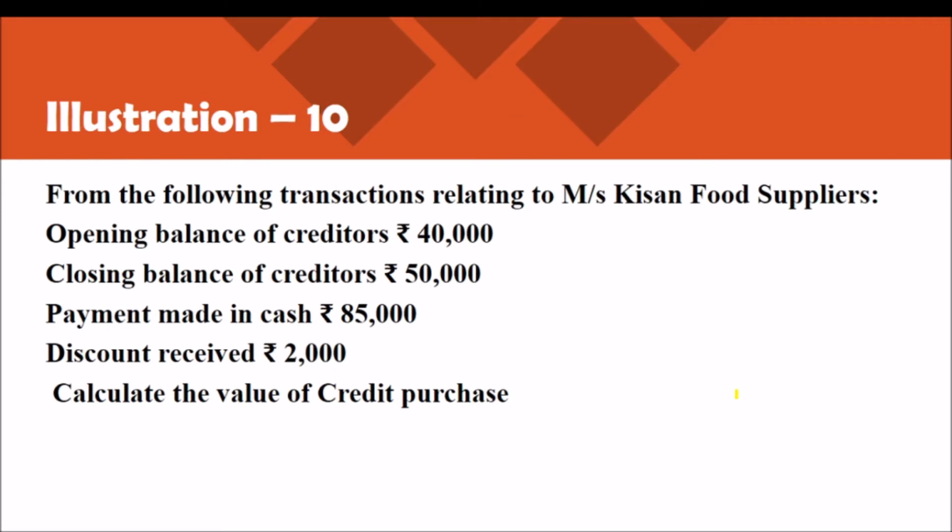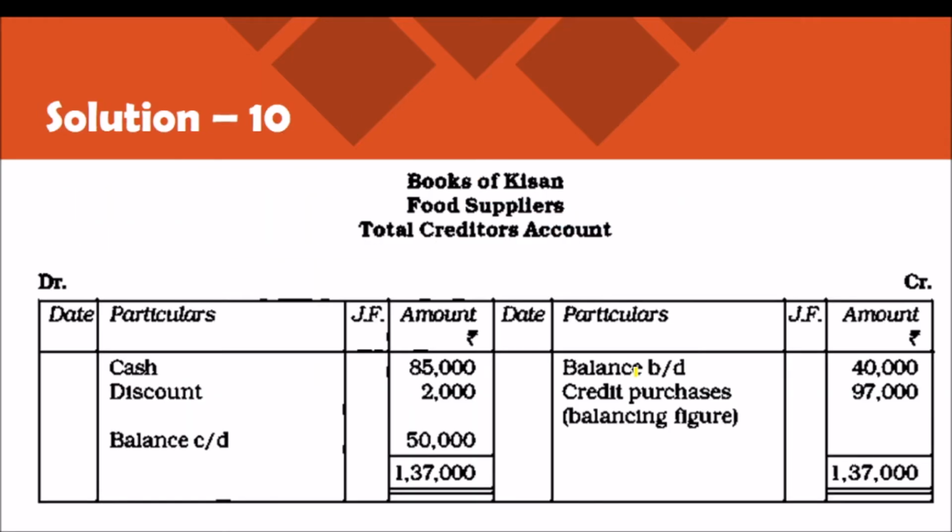So this question will clear your doubt. Read the question carefully. Try to find out the answer. Opening balance of creditors is there. It will be noted in the credit side, by balance brought down. Closing balance of creditors will be noted in the debit side, to balance carried down. Payment made in cash will be debited. Discount received will be debited. Just go through the solution.